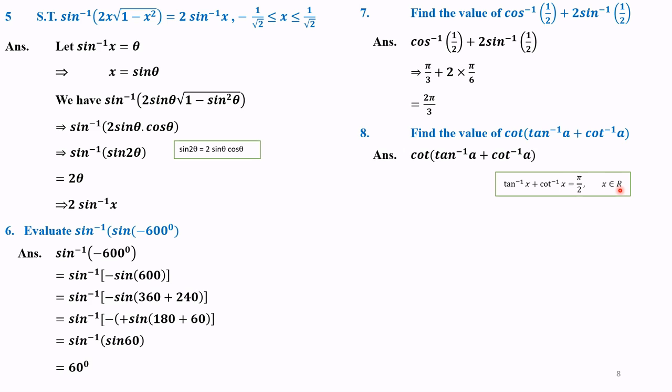Hence, cot of tan inverse A plus cot inverse A is equal to cot pi by 2. That is, here tan inverse A plus cot inverse A is equal to pi by 2. This becomes completely pi by 2. Hence that is equal to cot pi by 2, that is equal to 0. That is the answer.